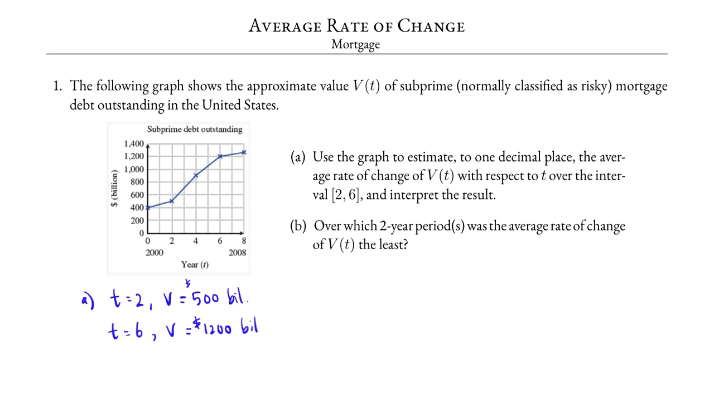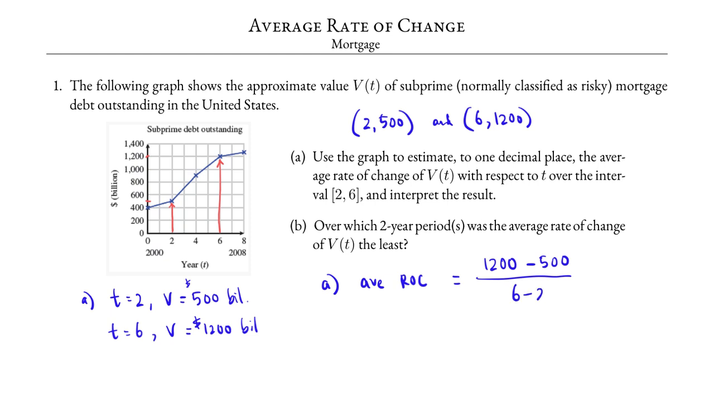If the graph is given, we just simply go to t and go to the height and read off the y or vertical coordinate values. When t equals 6, we see that V is 1200. Having the 2 points, when t equals 2, V is 500, and when t equals 6, V is 1200, we can compute the average rate of change of V, and that is the ending amount 1200 minus the beginning amount 500 over 6 minus 2.